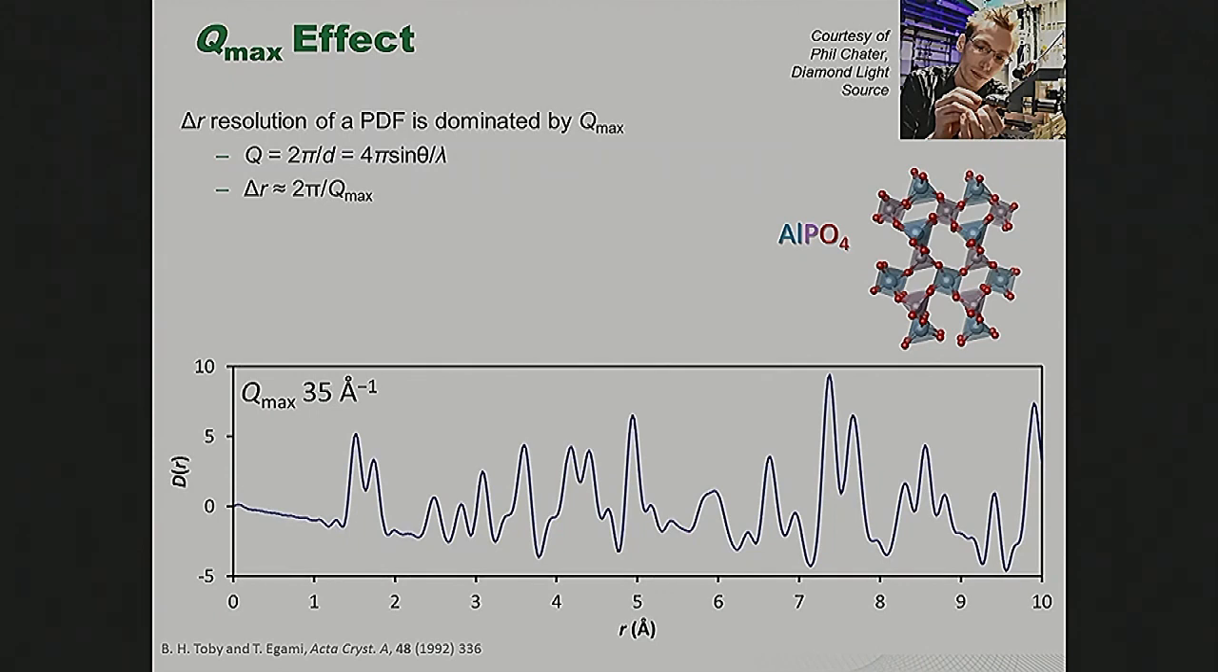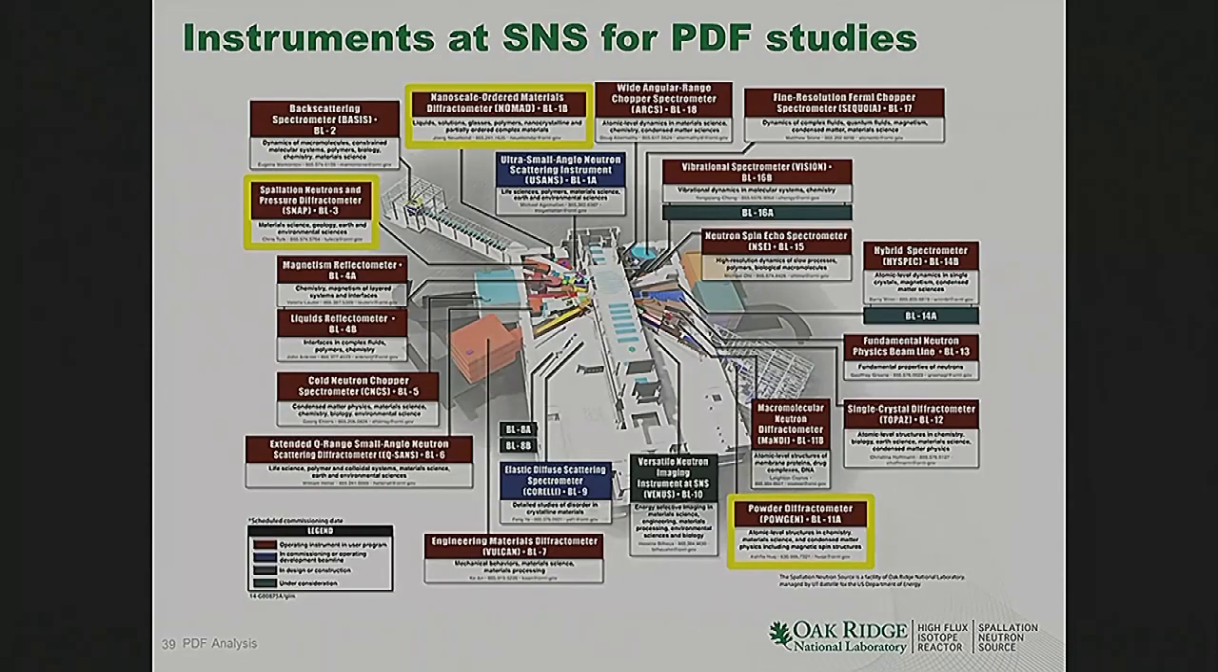And at 35, and this is well within the reach of the Q range we have on the Nomad and PowGen instruments, you can really distinguish this local atomic structure. So that's an important experimental factor to keep in mind.